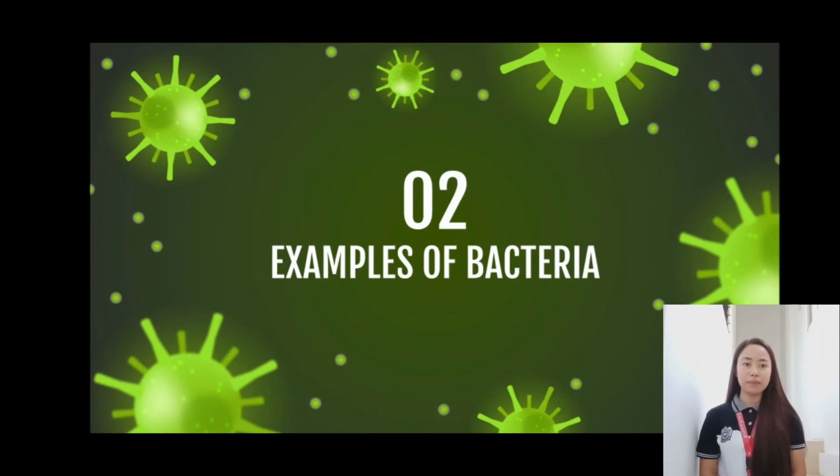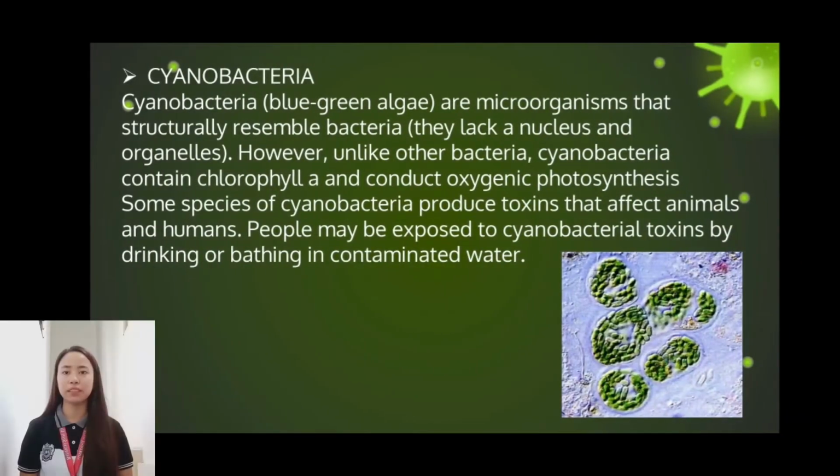I'm Esther Panganiban, and I'm going to report the examples of bacteria. Cyanobacteria, or blue-green algae, are microorganisms that structurally resemble bacteria. They lack a nucleus and organelles. However, unlike other bacteria, cyanobacteria contain chlorophyll, and they conduct oxygenic photosynthesis. Some species of cyanobacteria produce toxins that affect animals and humans. People may be exposed to cyanobacteria toxins by drinking or bathing in contaminated water.